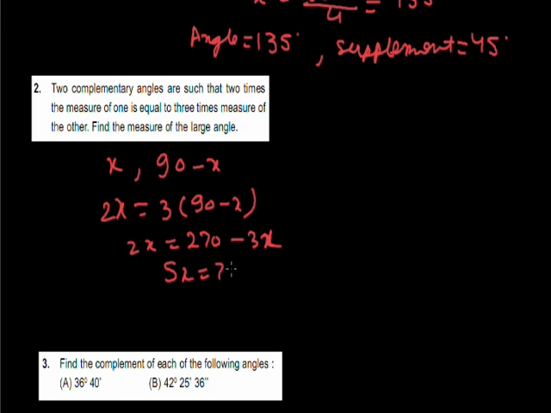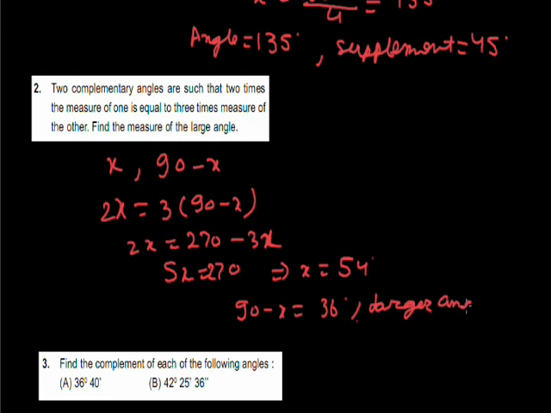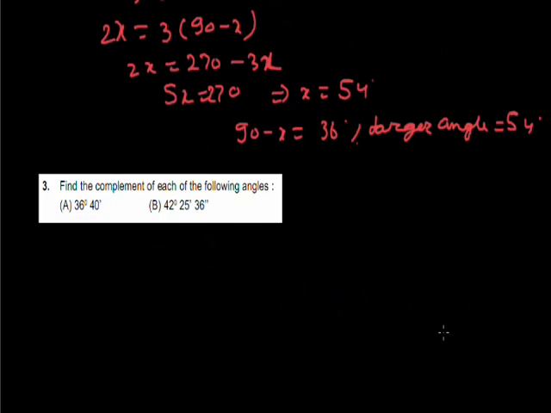By solving this, we get 2x is equal to 270 minus 3x. So 5x is equal to 270. So x is equal to 54 degree. And the other angle will be 90 minus x, which is equal to 36 degree. So the larger angle will be 54 degree.